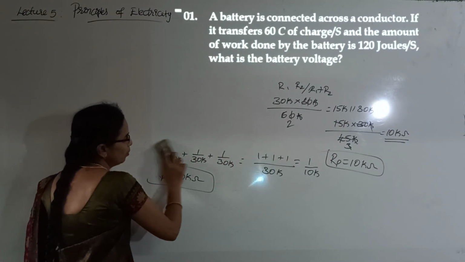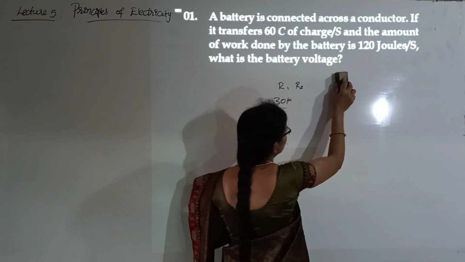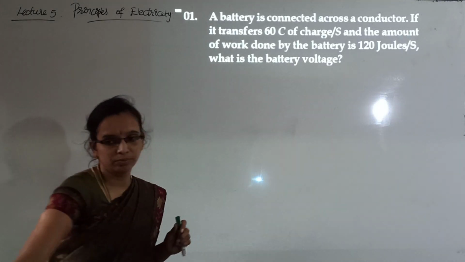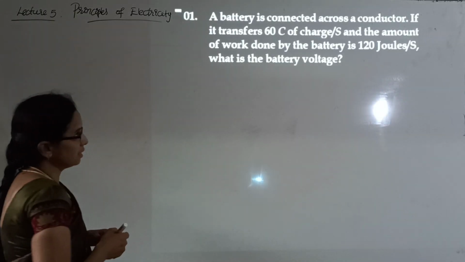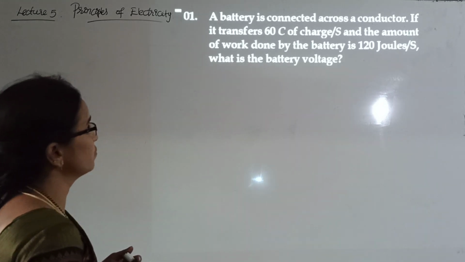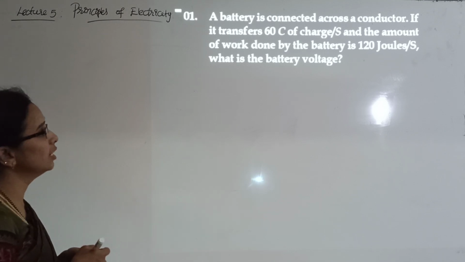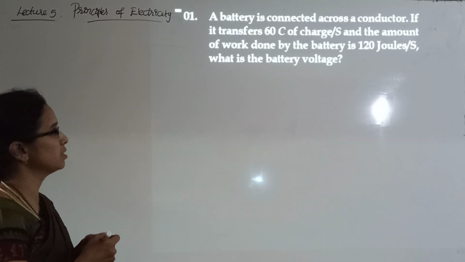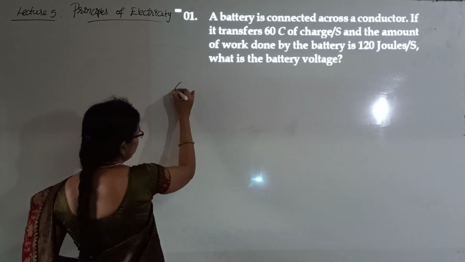You can see the problem on the board. Please read the problem. A battery is connected across a conductor. If it transfers 60 coulomb of charge per second, the amount of work done by the battery is 120 joules per second. What is the battery voltage? So what all is given?